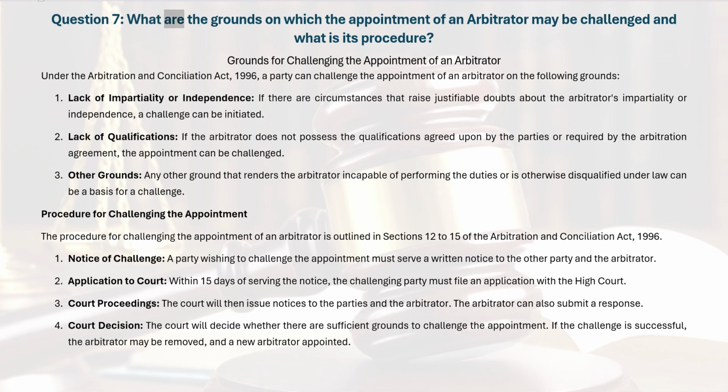Question 7. What are the grounds on which the appointment of an arbitrator may be challenged and what is its procedure? Grounds for challenging the appointment of an arbitrator. Under the Arbitration and Conciliation Act, 1996, a party can challenge the appointment of an arbitrator on the following grounds. Lack of impartiality or independence. If there are circumstances that raise justifiable doubts about the arbitrator's impartiality or independence, a challenge can be initiated.